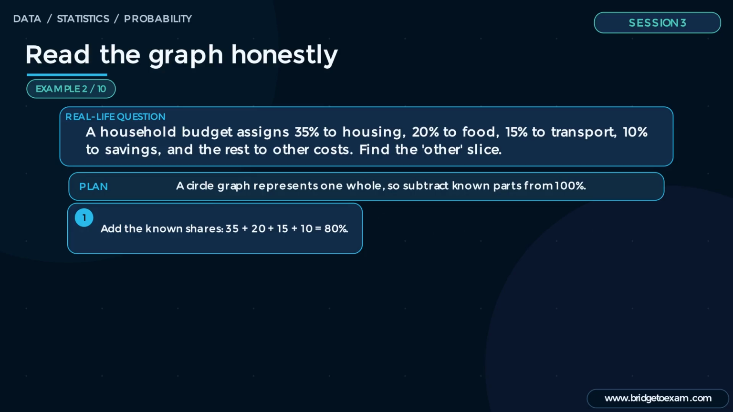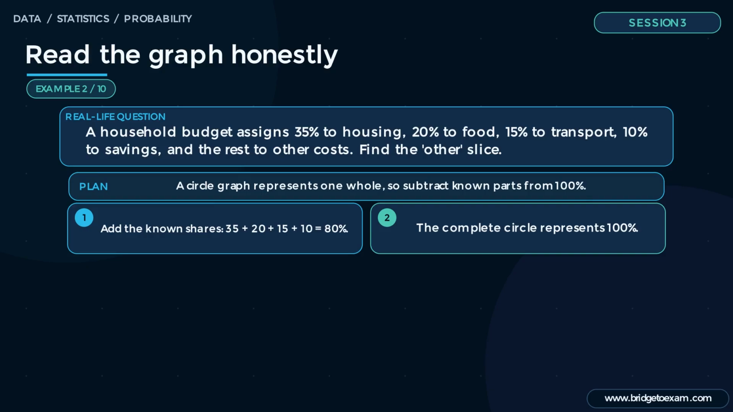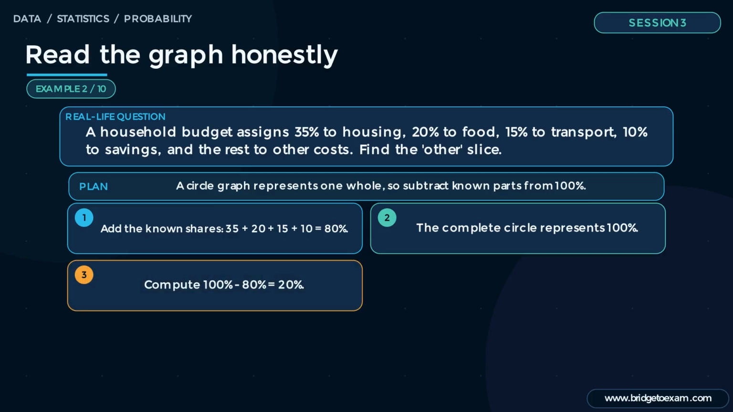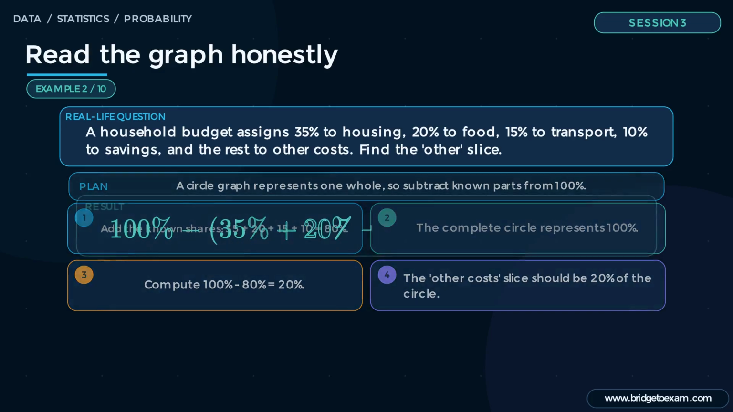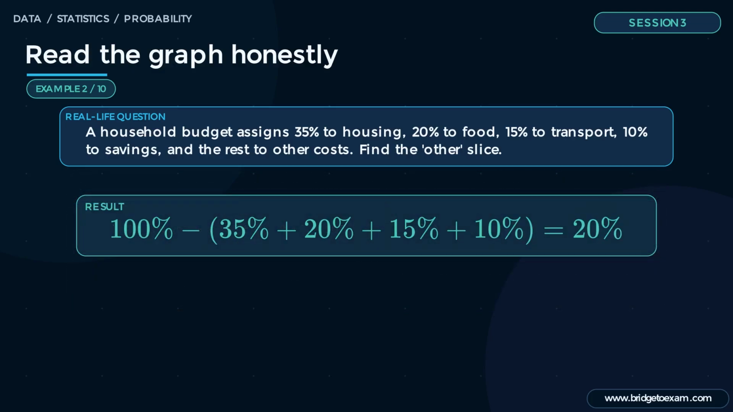Step 2. The complete circle represents 100%. Step 3. Compute 100% minus 80% equals 20%. Step 4. The other cost slice should be 20% of the circle. Quick check. The 5 slices now sum to 100%, confirming a complete budget. This matters in real life because families use part-whole charts to check whether spending matches financial priorities.